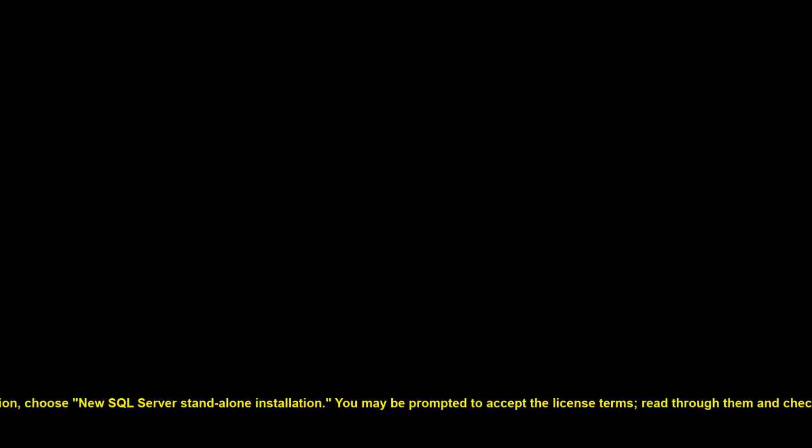Select the installation type that fits your requirements. For a new installation, choose New SQL Server Standalone Installation. You may be prompted to accept the license terms. Read through. The installation wizard will perform a system check to ensure your environment meets all requirements. If everything checks out, proceed to the Server Feature Selection page.